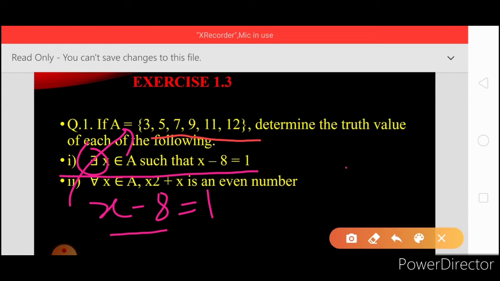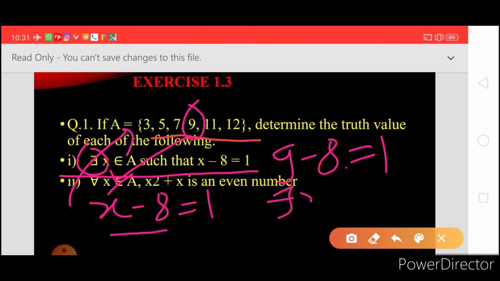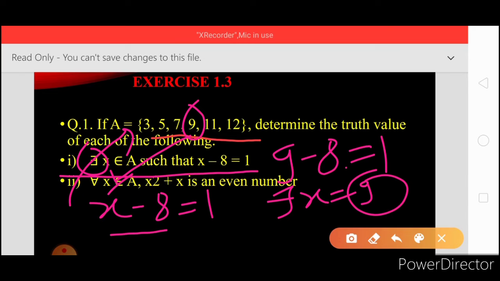So find x minus 8. Here 3 minus 8 is not equal to 1, 5 minus 8 is not equal to 1, 7 minus 8 is not equal to 1, but 9 minus 8 equals 1. This means there exists x equal to 9 which satisfies this condition. We get at least one element which satisfies this condition, and for the existential quantifier we must find at least one element, and we found x equal to 9. It means this statement is true.